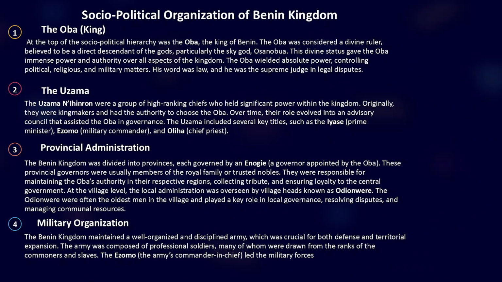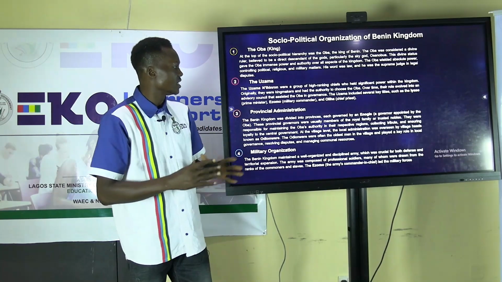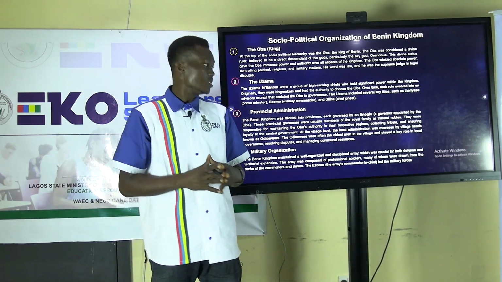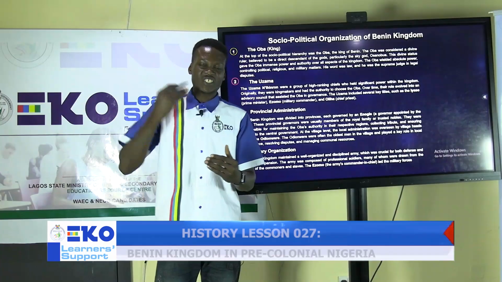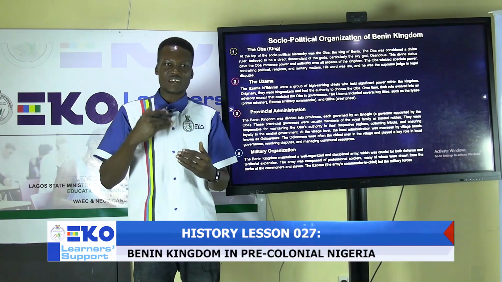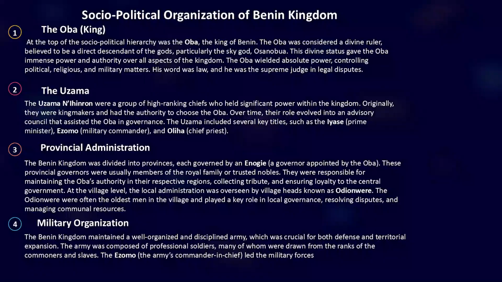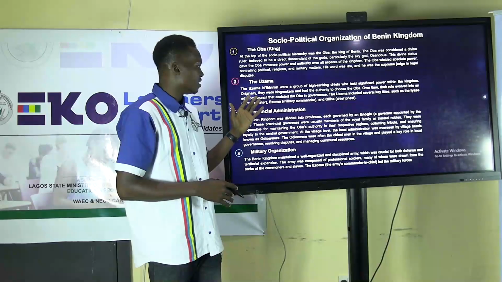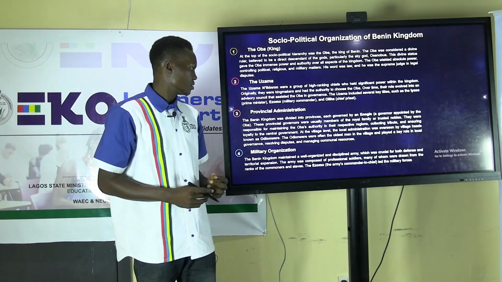2. The Uzama. The Uzama were a group of high-ranking chiefs who held significant power within the kingdom. Originally, they were kingmakers and had the authority to choose the Oba. But over time, their role changed from being a kingmaker to an advisor to the king. The Uzama includes several key titles such as Iyase, which is Prime Minister, Izoma, which is Military Commander, and Ulia, which is the Chief Priest.